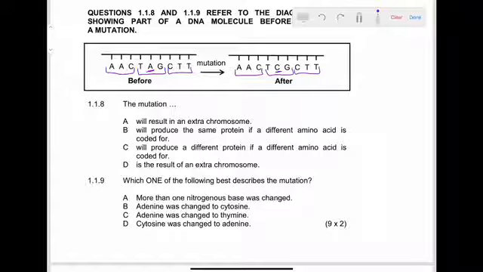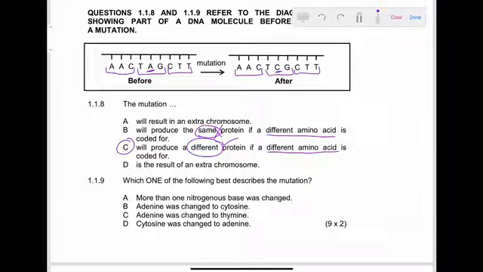If it codes for a different amino acid, then it cannot code for the same protein. If it codes for a different amino acid, then it does code for a different protein. Neither A nor D is correct, because we're looking at a portion of DNA, not a whole chromosome. And so C is the correct answer.